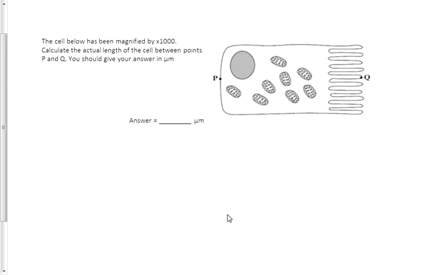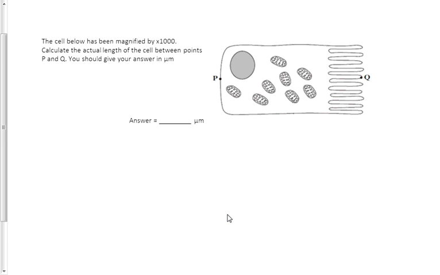This video is meant to show you how to answer questions involving magnification and magnification calculations. The example that we're looking at here is one that's taken from your notes pack. In this example, you have been asked to calculate the actual length of this cell between points P and Q, and you're told the information that the cell has been magnified by 1,000 times. So this cell, or this image, is 1,000 times bigger than the cell is in real life.